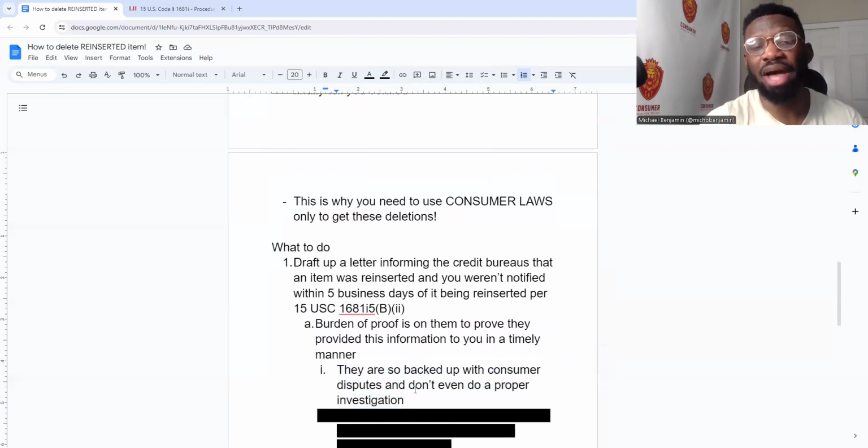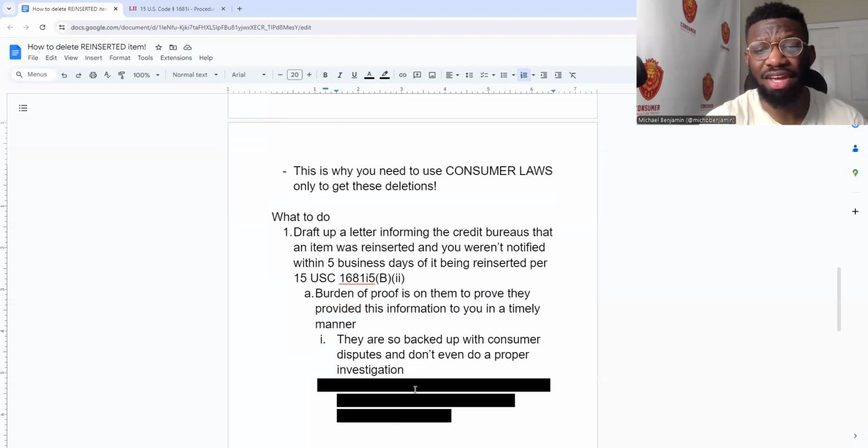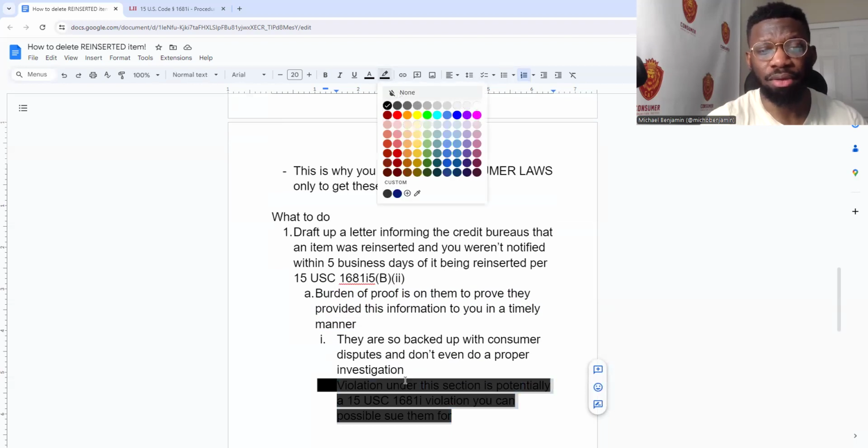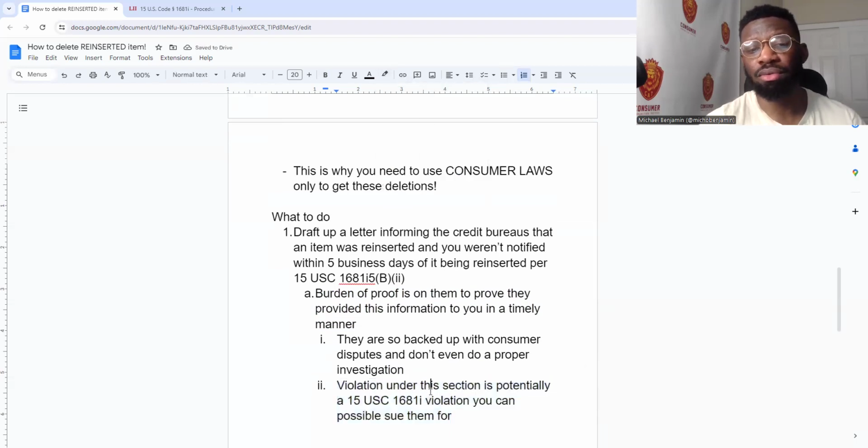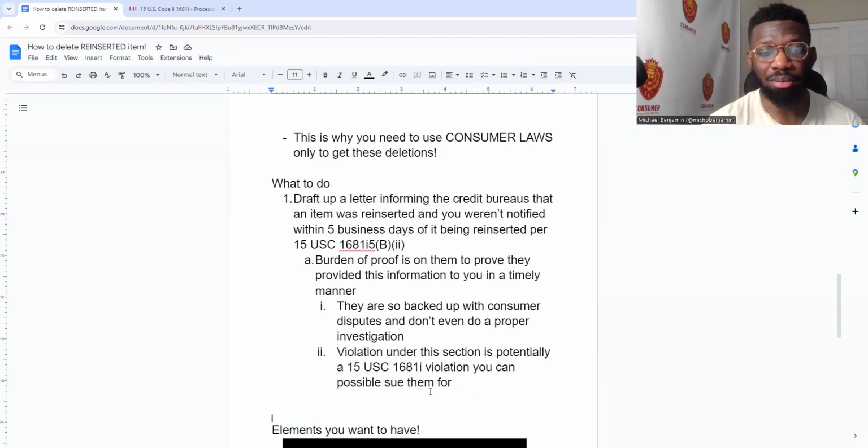So yeah, like I said, they're so backed up with the consumer disputes, and in general, they don't even do a proper investigation. You can look up case law for that, but these people don't do a proper investigation. Also, a violation under the section is potentially a 15 USC 1681i violation. Let's say you did 15 USC 1681i(a)(1)(A), you could possibly sue them for it, right? So keep that in mind as well.